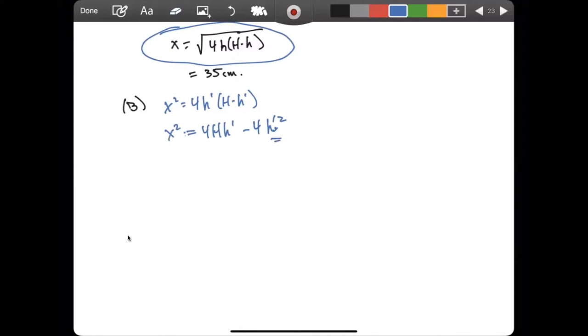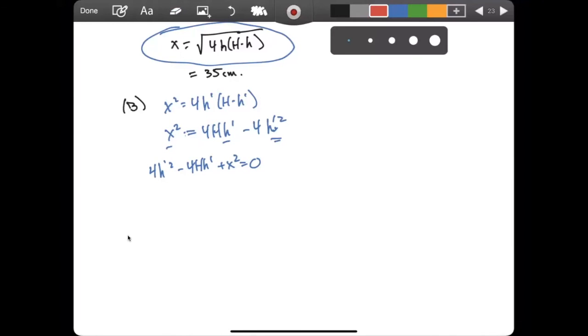So I get a quadratic because I have a squared term here and a linear term here and a constant term here. So let's bring these other two terms to the other side. So we're going to get 4h prime squared minus 4h times h prime plus x squared then is equal to 0. Let's use our quadratic equation. So my quadratic is, well, first let's divide everything by 4. So that way my A is 1 and my B is just capital H.